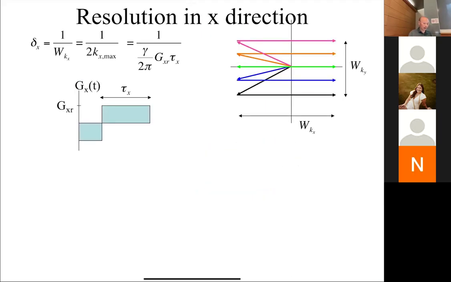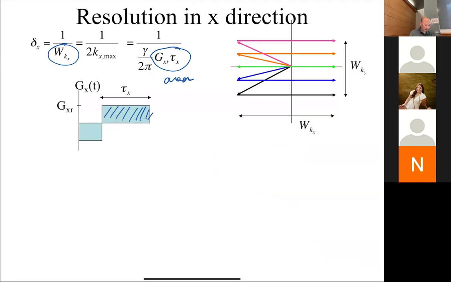Similarly, for the WKX, you're looking for the area here that takes you from one side of K space to the other side of K space. In this case, it's this full area. It's always about what's the area that gets you the distance you want to move. So that's for the readout gradient and spin warp.